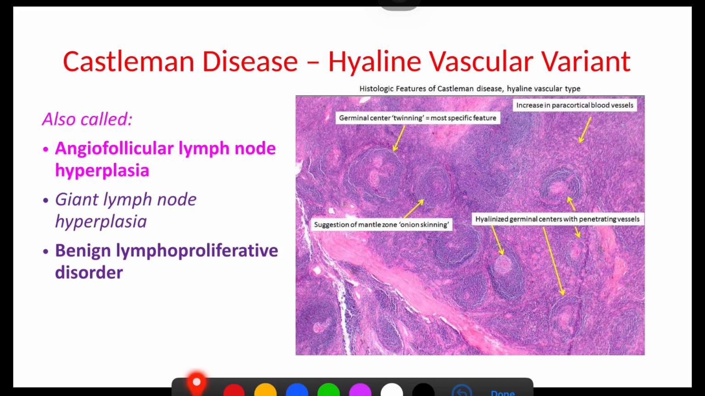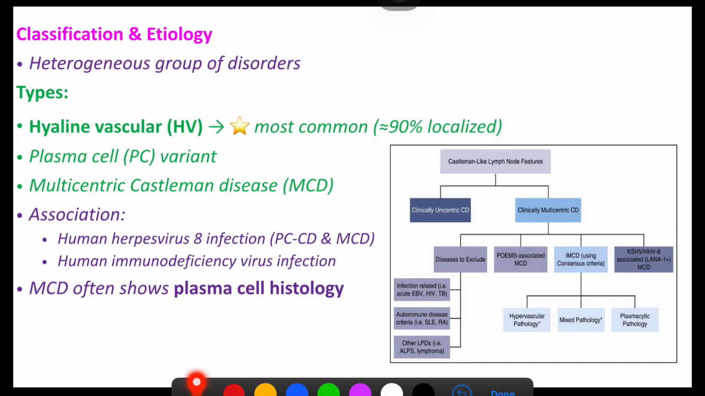Second, onion skinning of the mantle zone, where you will find layering of the cells. There is a hyalinized germinal center, and you may find penetrating vessels, called the lollipop sign, and there is increased paracortical blood vessel proliferation. These are the histological features of the hyaline vascular type. So, what is the classification? It is a heterogeneous group of disorders. There are three types. One is hyaline vascular, the most common, which is localized.